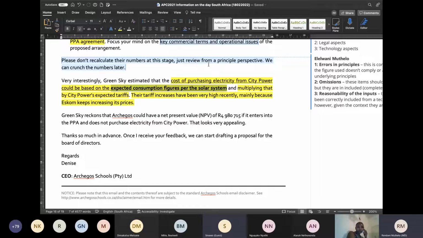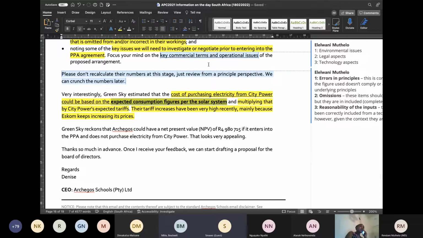So I'm saying that the operational implication on the load shedding, we can't quantify that. And when we are reviewing, we said we need to check on the errors, omissions, and the reasonability of the inputs. How can we quantify things like the load shedding implication?